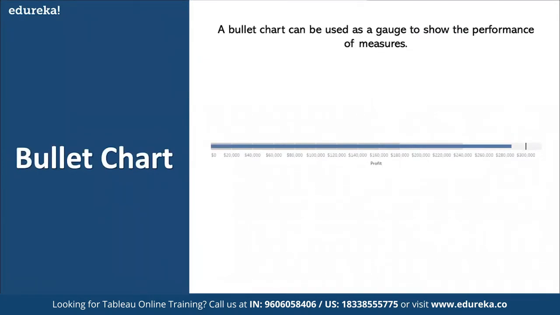It can show whether or not a business has met the target given to it. Target is represented as a reference line. You see this line here? That is the target or the goal. And the actual performance is indicated with this blue colored bar. Now, will it go and hit the target? Will it be able to reach the target, or did it not reach the target, or did it go beyond the target, is what we will be able to see.